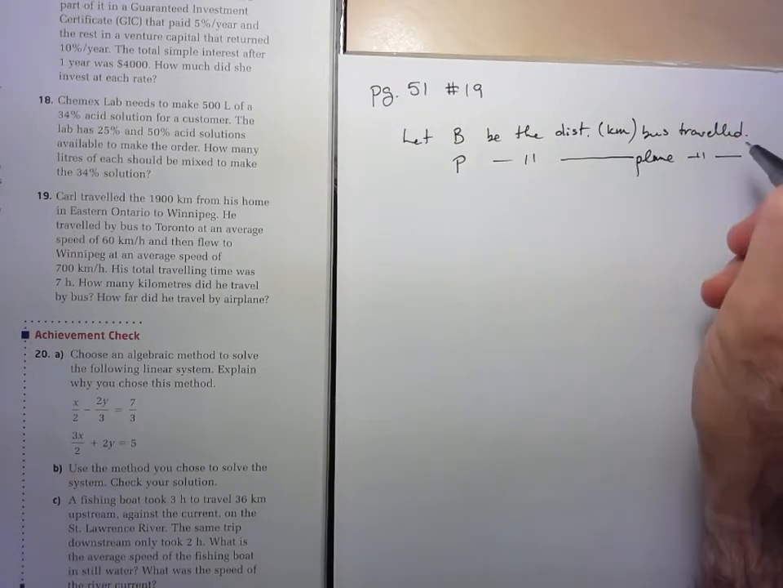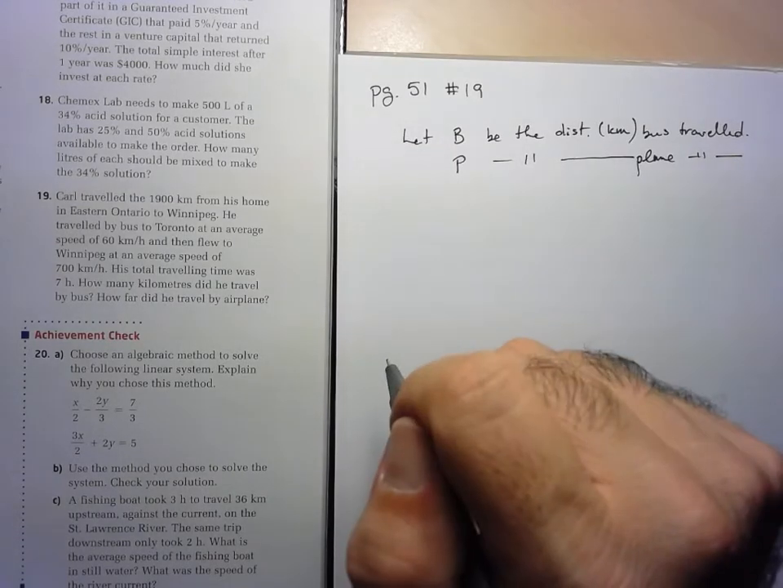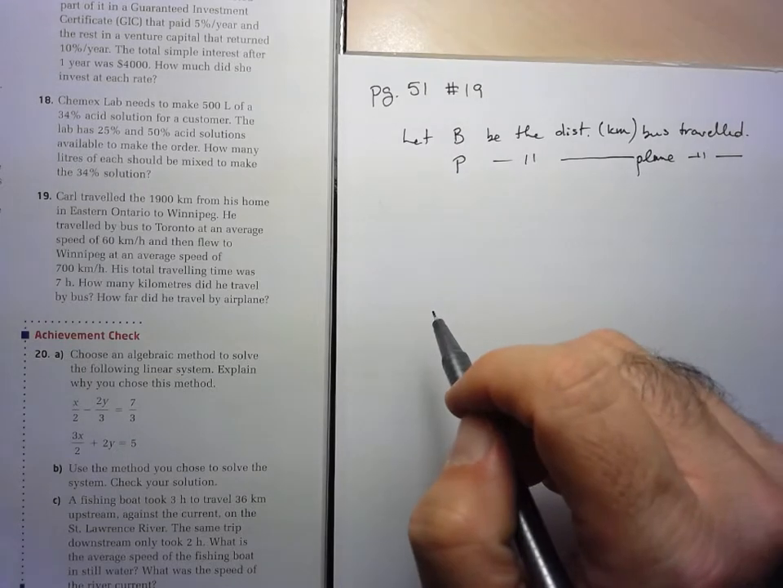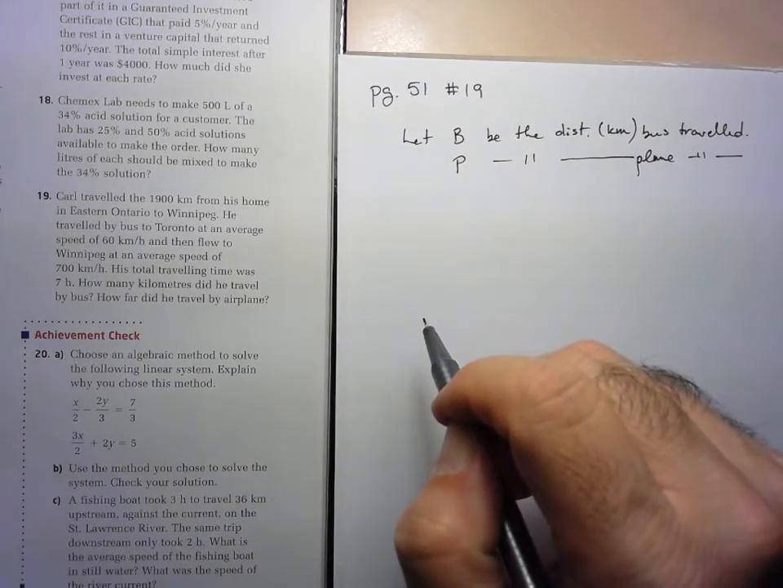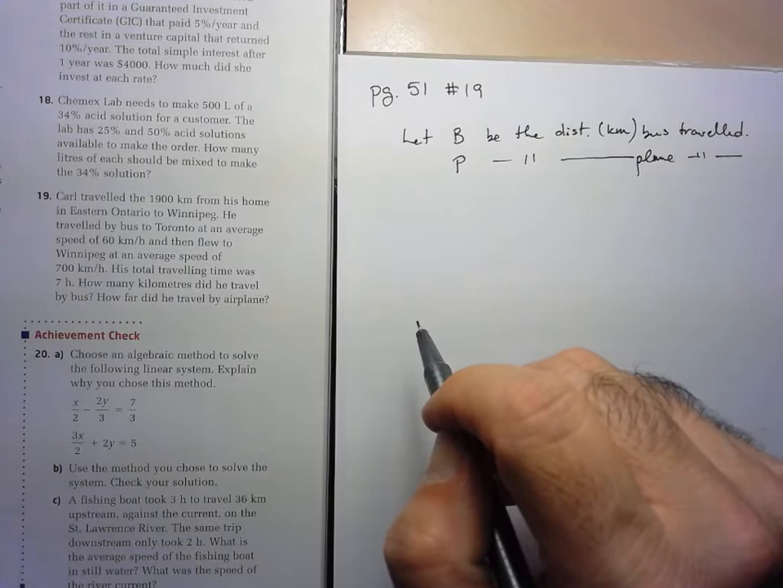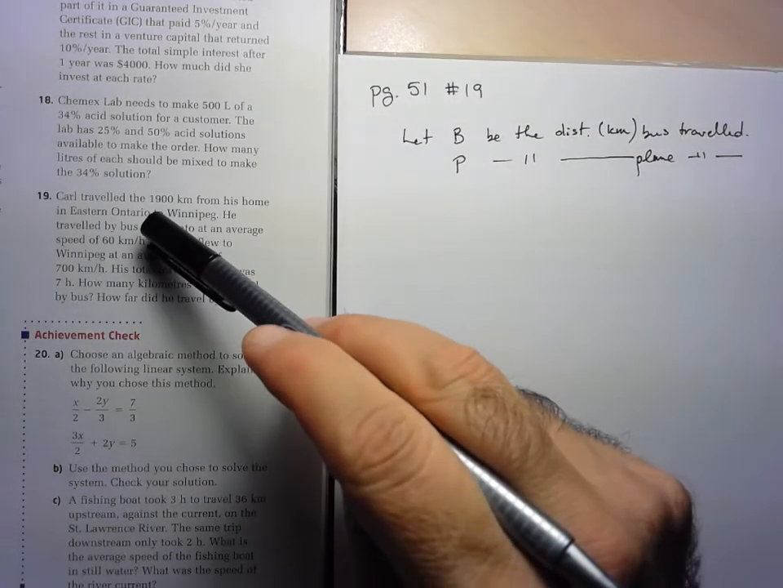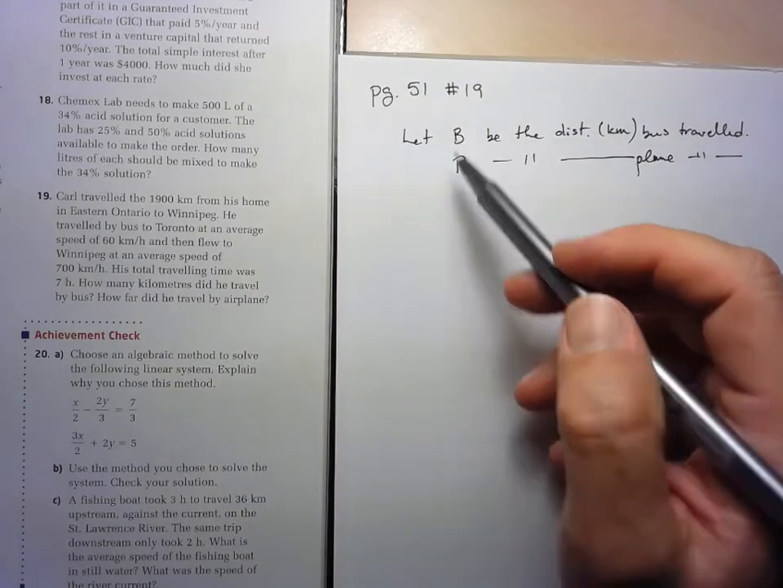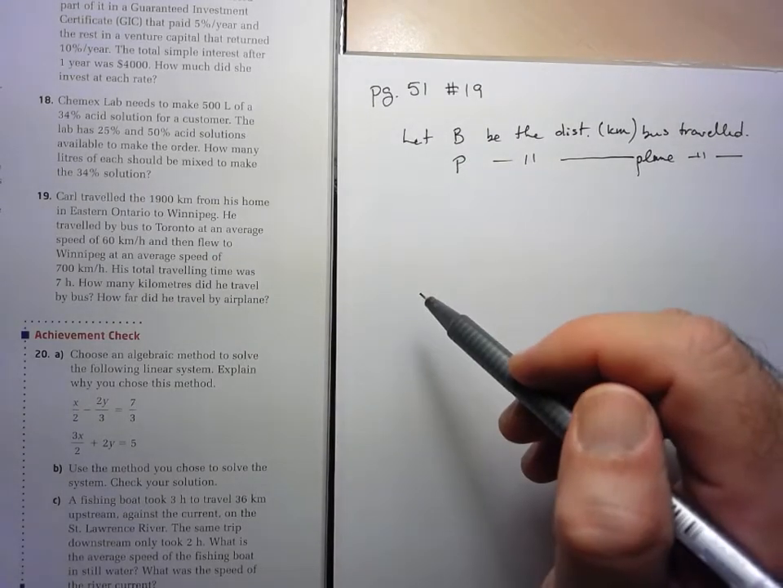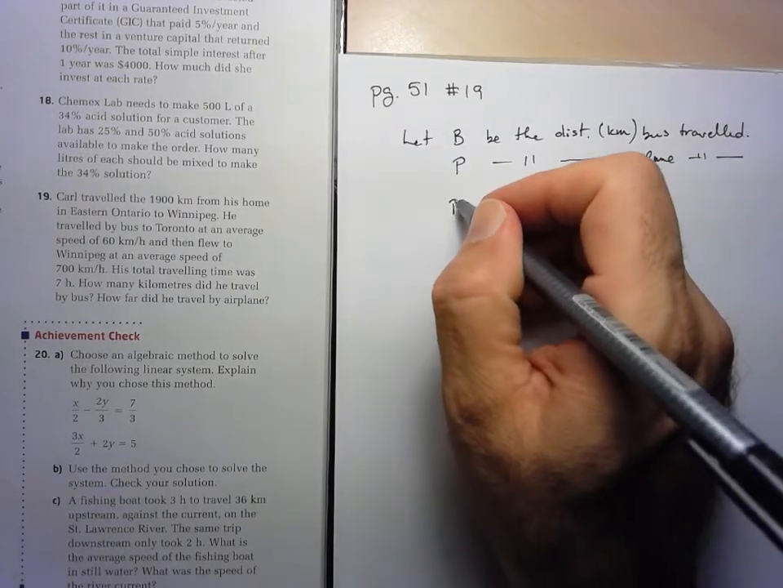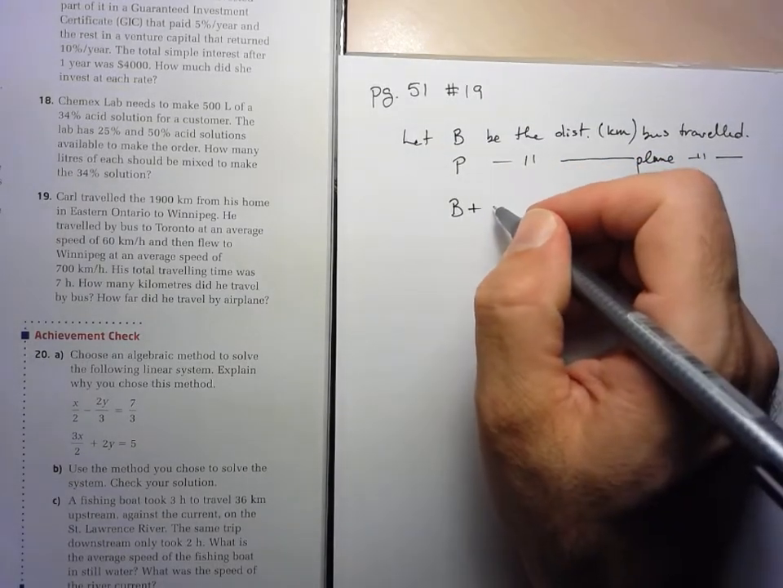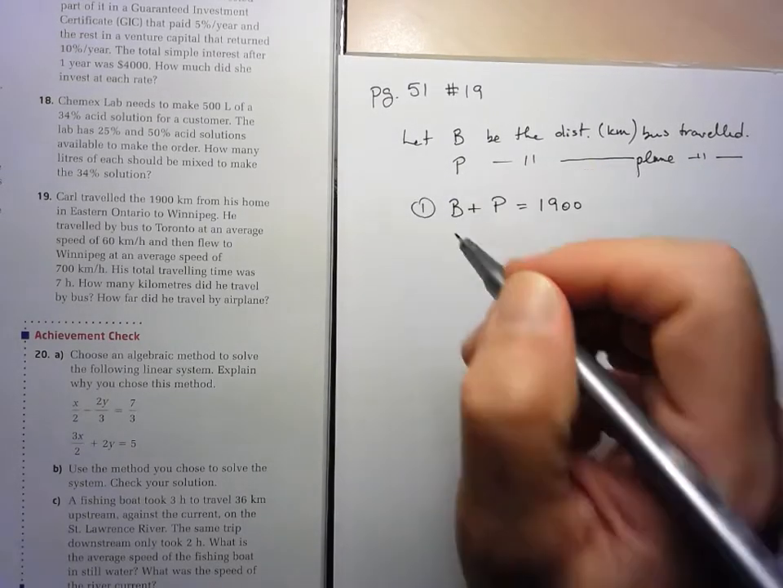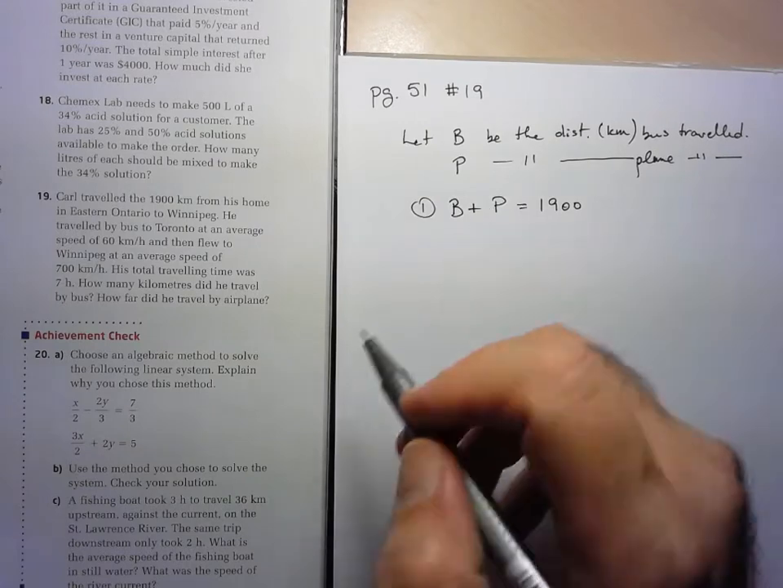Okay, so you always want your variables to be those things that you're looking for. So now our goal, because we have two variables, is to write two equations using those two variables. Let's see what information they give us. The first thing I notice is they give us the total distance traveled. So if I add the distance he traveled by bus plus the distance he traveled by plane, that should give me the total. So that gives me a pretty easy equation. B plus P has to be equal to 1,900. So there's my first equation that contains the two variables I'm looking for.